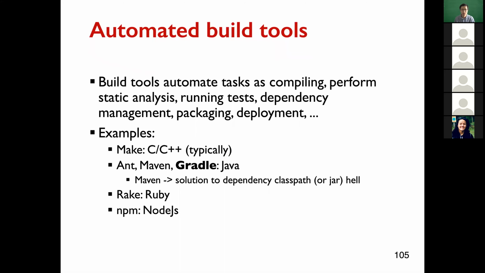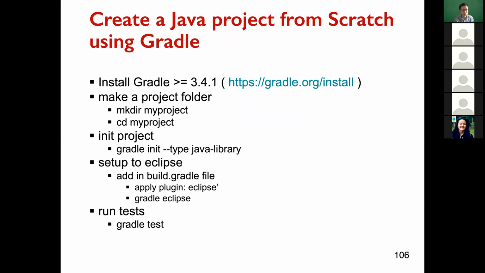For example, we can use Gradle to create a Java project from scratch automatically, very fast, and to automate the build process. First step, we just install Gradle. We make a project folder. We init the project. We set up the Eclipse plugin, right? Then we run a test. That's it. That's the whole process where you create a project and build the build pipeline, okay?